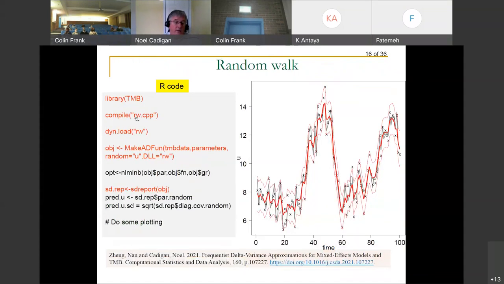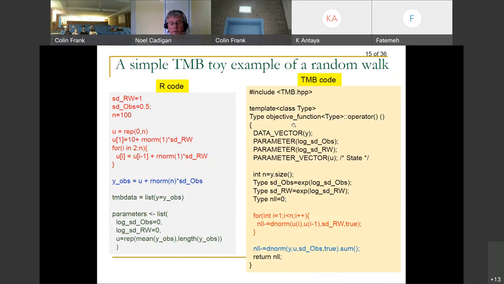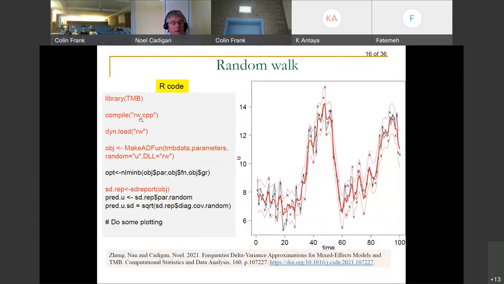And then in R, you need to run a few steps to compile the code, since TMB is based on the C++ programming language. So you compile that C++ code, but it's not very much. And all of this is now in R. Then you can run your nlminb optimizer to find the maximum likelihood values of the parameters. Then there's this sdreport procedure that you can use to predict the values of the random effects, which is the random walk in this case, and get standard errors for those predictions as well.